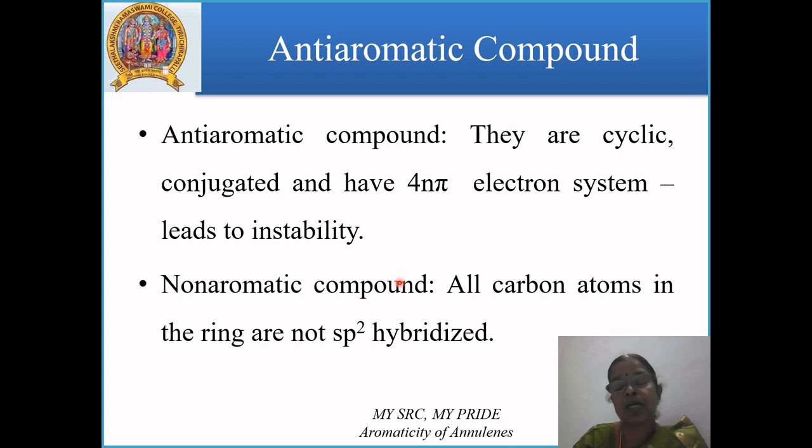Anti-aromatic compounds also contain sp2 hybridized carbon. They are cyclic compounds, planar and conjugated, and have a delocalized 4n pi electron system. This system is unstable. Delocalization of pi electrons in an anti-aromatic compound causes instability to the compound.